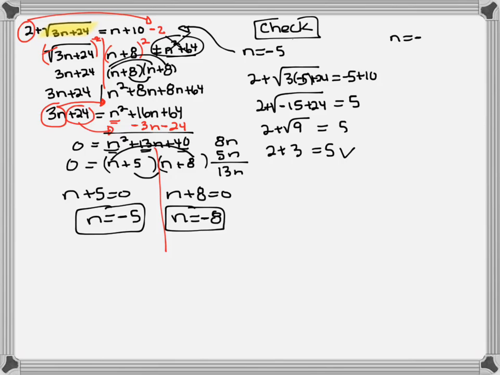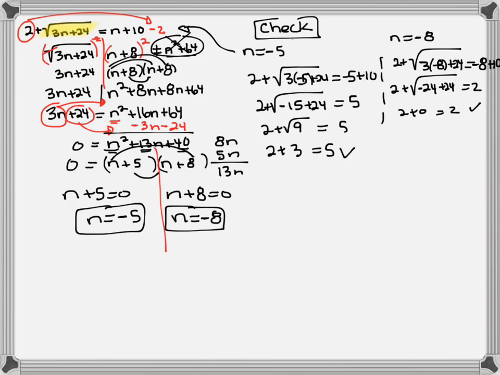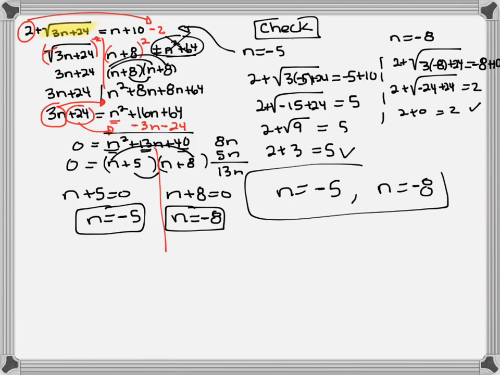So now I'm going to check n equals -8. So once again, everywhere you see an n, you're going to substitute a -8. Okay, so that one checks too. So I do have two answers. So my answer is going to be n equals -5 and n equals -8. Remember, for these type of problems, you always have to check for extraneous solutions.